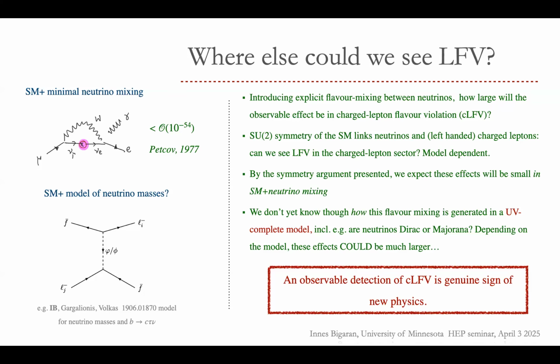If we were to observe a rate that is above this prediction of just standard neutrinos, then that's an indication that there is new physics appearing above a really, really high scale.